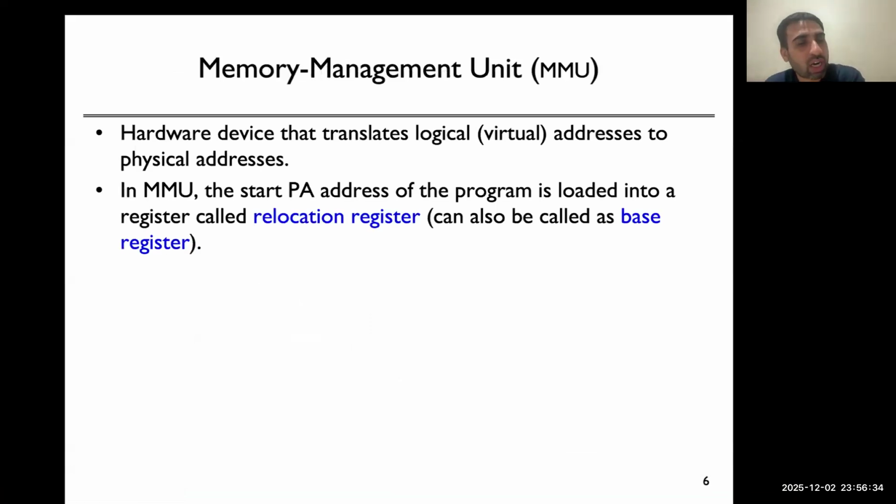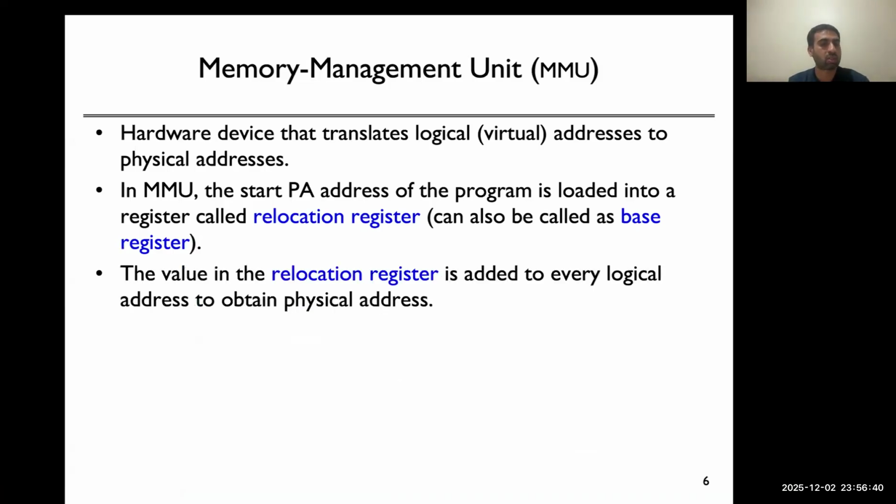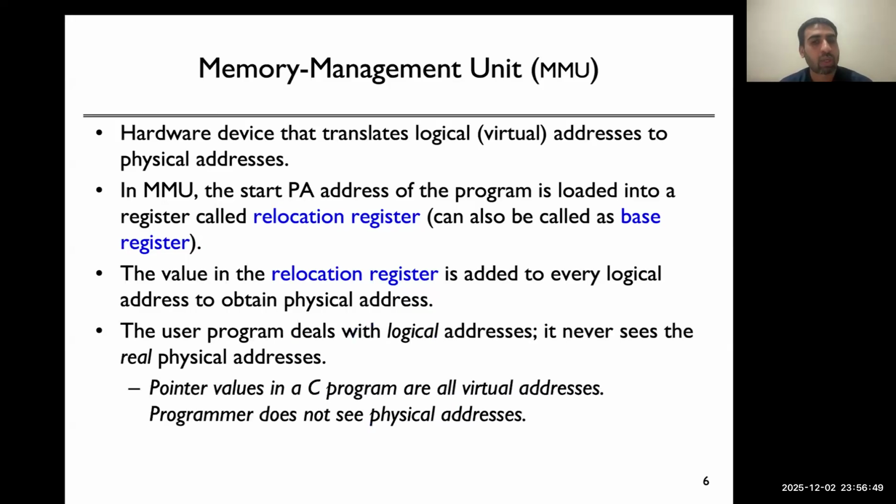So in MMU, the start physical address of the program is loaded into a register called the relocation register, which is the same as the base register. The value in the relocation register is added to every logical address to obtain the physical address, as I explained. So the user program deals with the logical addresses.